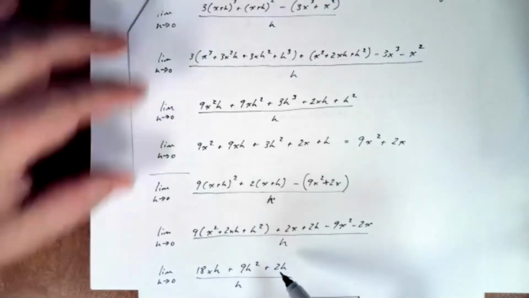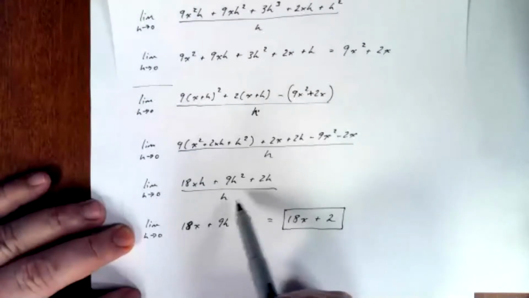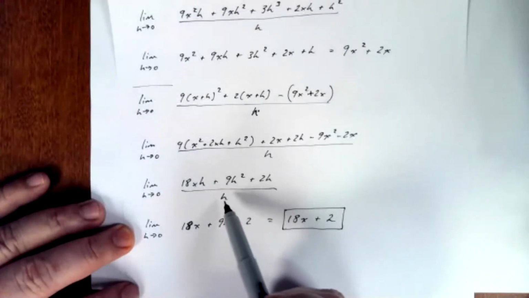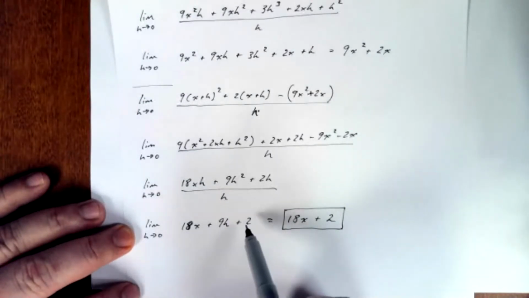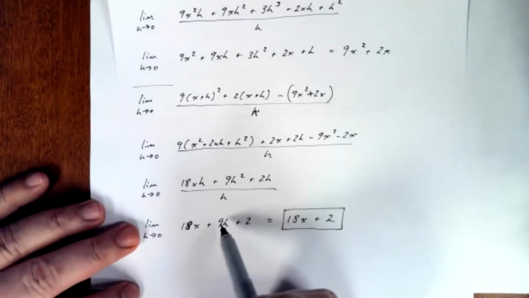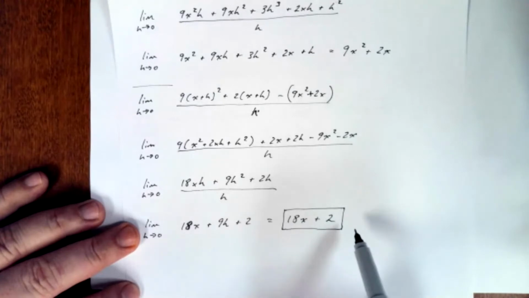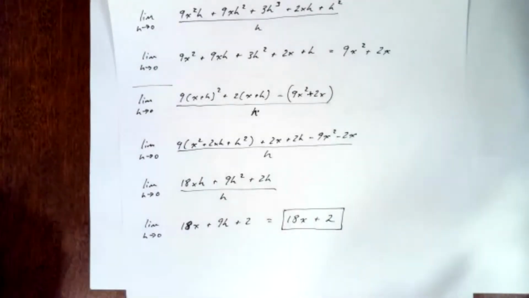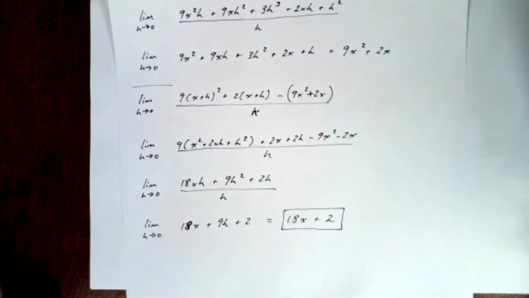All terms contain an h. And that's kind of the clue that you're on the right track. If your h in your denominator goes away, and you're left with this, and then when h goes to 0, that goes to 0, and you're left with 18x plus 2. Okay. Questions, issues, moans, whines, or complaints?